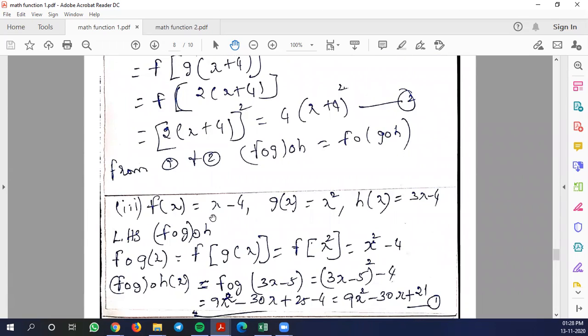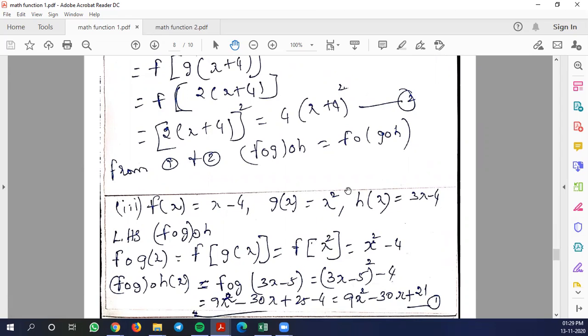Third sum: f of x is x minus 4, g of x is x square. So f of g of x is f of, what is g of x? x square. Now this is our x. What is f of x? x minus 4. So in the place of x, you have x square minus 4. Now fog of h of x is fog of, what is h of x? 3x minus 4.